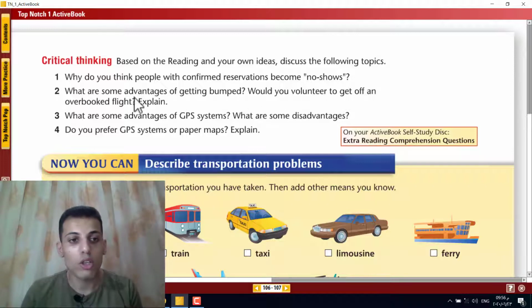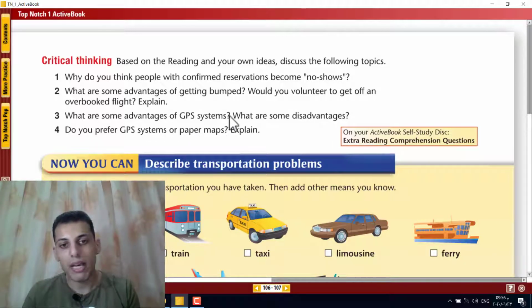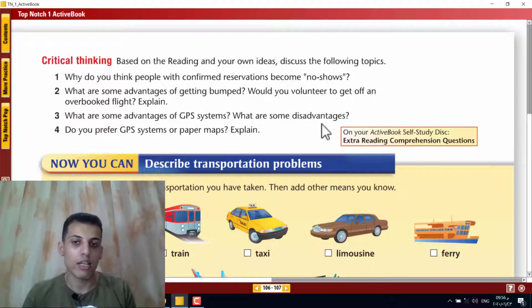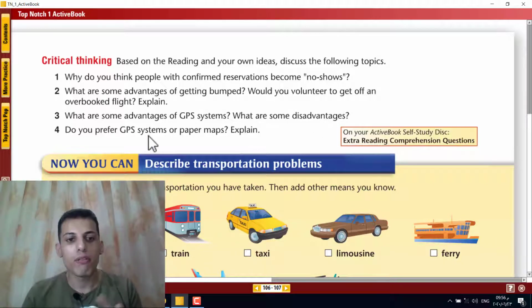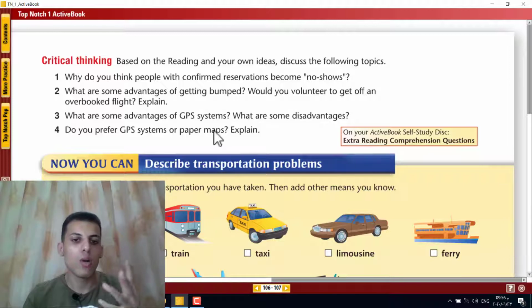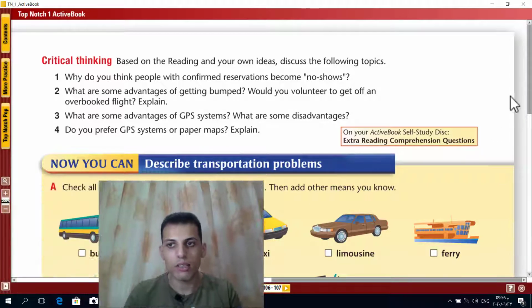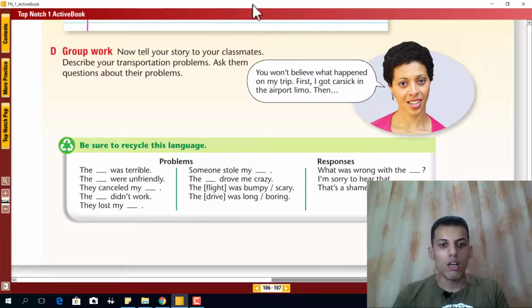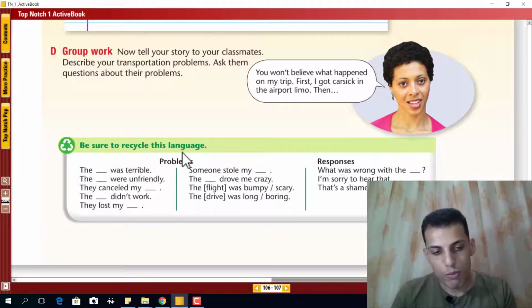Would you volunteer to get off an overbooked flight? Of course I will, yeah. What are some advantages of GPS systems? What are some disadvantages? Do you prefer GPS systems or paper maps, the old ones, right? Not the technology. Alright, so be sure to recycle this language.